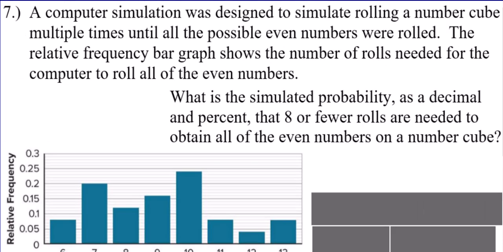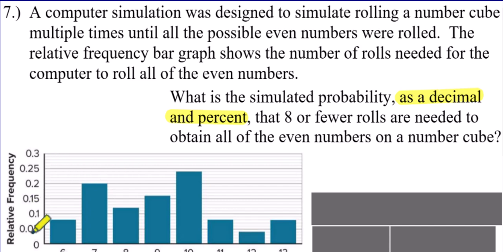Okay, finally, problem number 7. We have this computer simulation, and we are trying to find the simulated probability. Now, that's a fancy way of saying experimental probability, but whatever. It was from a simulation, so fine, simulated probability. As a decimal and as a percent. So they're not asking for it as a fraction, but they do want it as a decimal, and that actually makes sense.